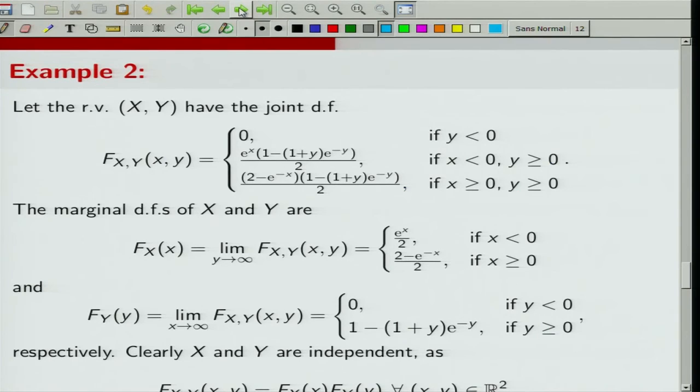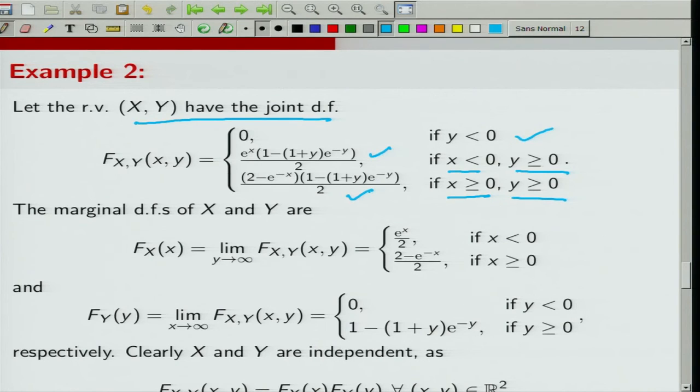Now, let us consider another example. Suppose X and Y have the joint distribution function as this, which is 0 if y is less than 0, irrespective of what x is. But if x is less than 0 and y is greater than or equal to 0, then it is given by this. If x is greater than or equal to 0 and y is greater than or equal to 0, then this is given by this.